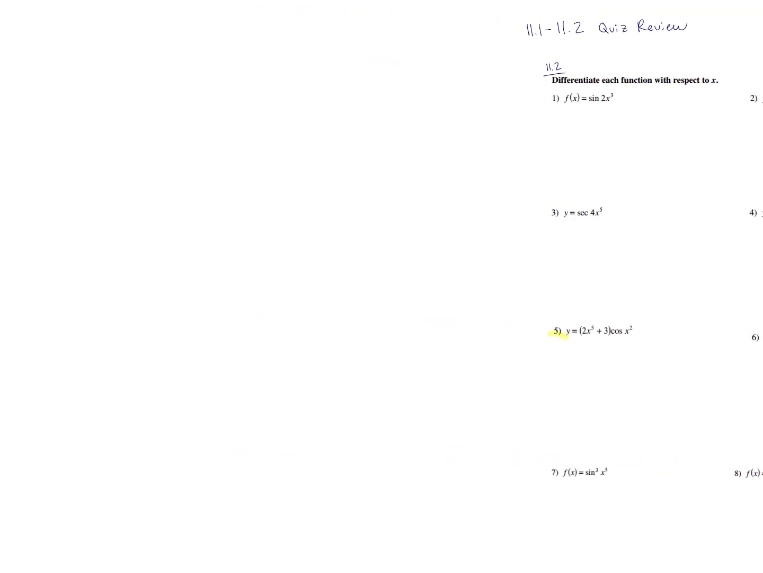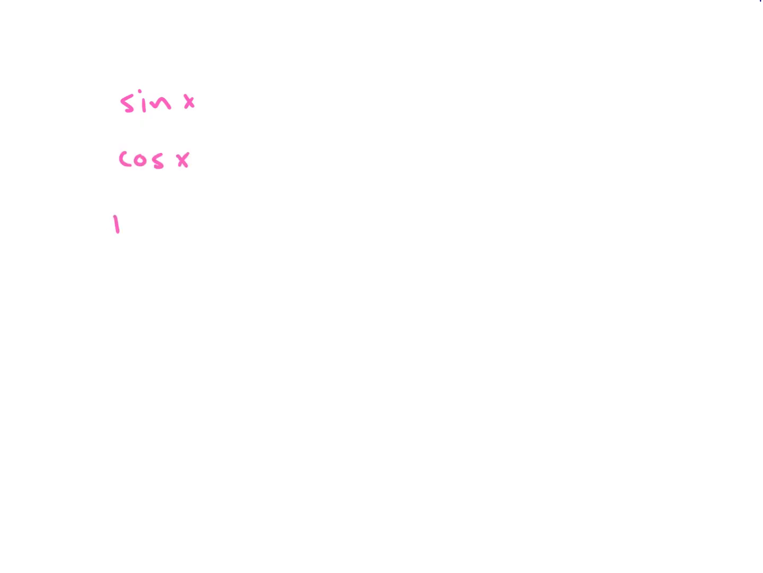So you guys also need to know your derivatives of the 6 trig functions. So I'll write them all out for you. Sine, cosine, tangent. Derivative of sine is cosine x. Perfect. What about cosine? Negative sine x. What about tangent? Secant squared x. Perfect. Then let's do our reciprocal functions.